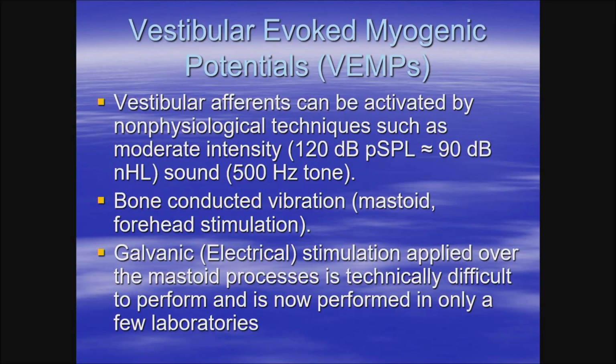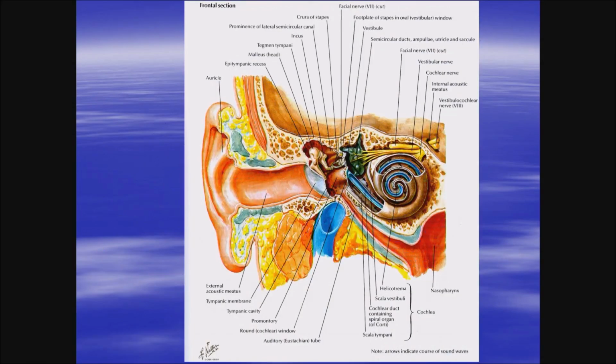Galvanic stimulation, using electrical stimulation across the mastoids, is also possible, but it's difficult to do. There are technical problems using galvanic stimulation, and not many laboratories use it. So most laboratories on a global scale use either sound stimulation or bone-conducted vibration.